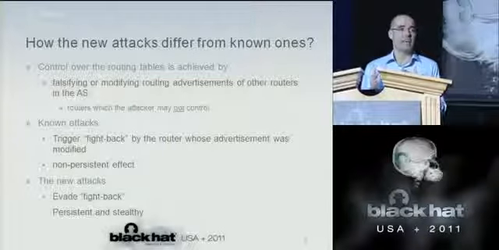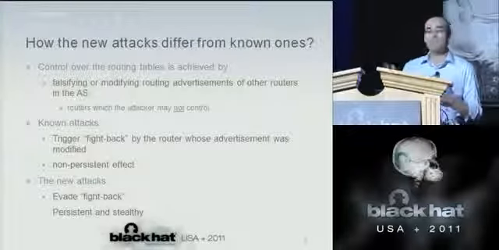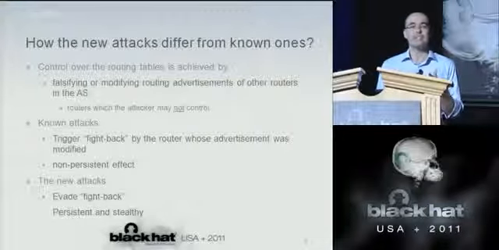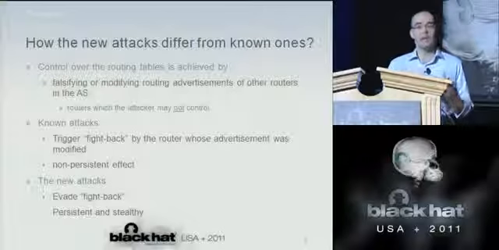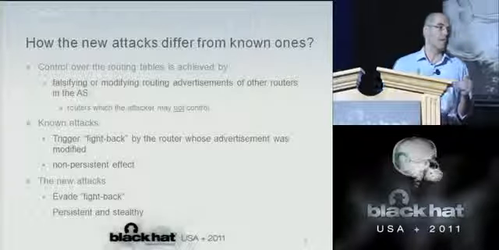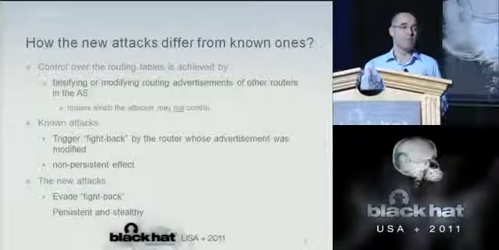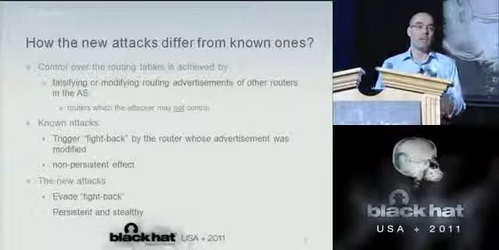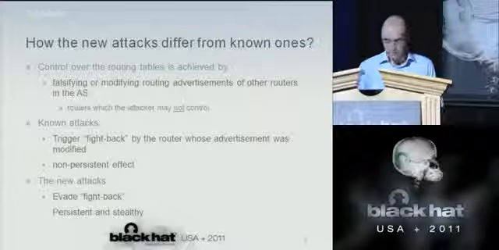Known attacks that attempted to falsify the routing advertisements of other routers usually encountered or triggered the fightback mechanism of OSPF. This is a relatively famous mechanism in OSPF, which says that if a victim router notices that its routing advertisement has been falsified, it will immediately spit out a correcting routing advertisement which will cancel out the false one. This means that practically most known attacks that try to do this were non-persistent. The new attacks I'm going to present today evade this fightback mechanism and allow for persistent and stealthy attacks.